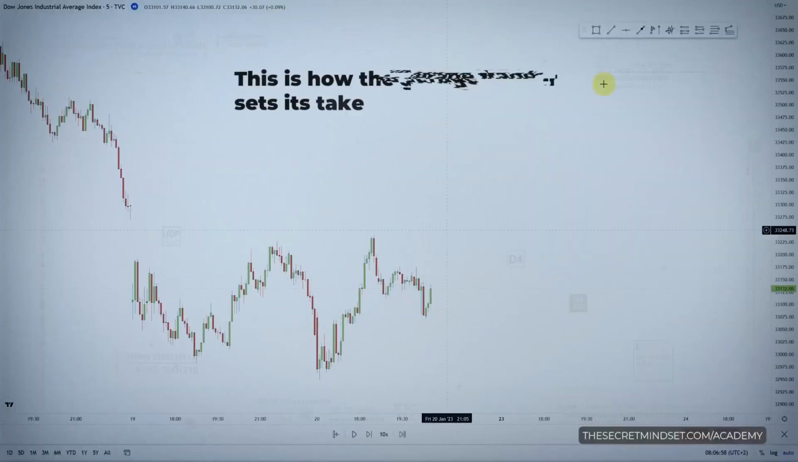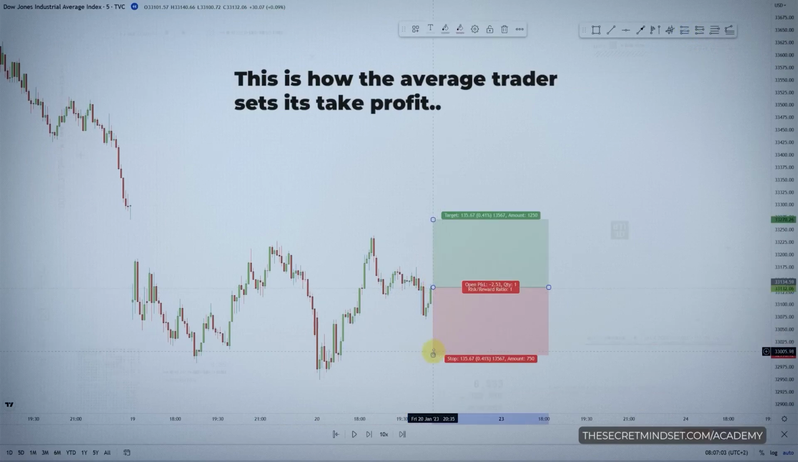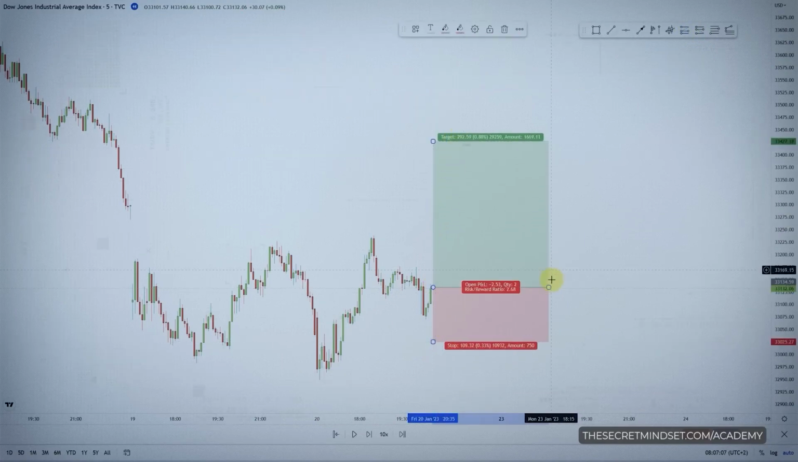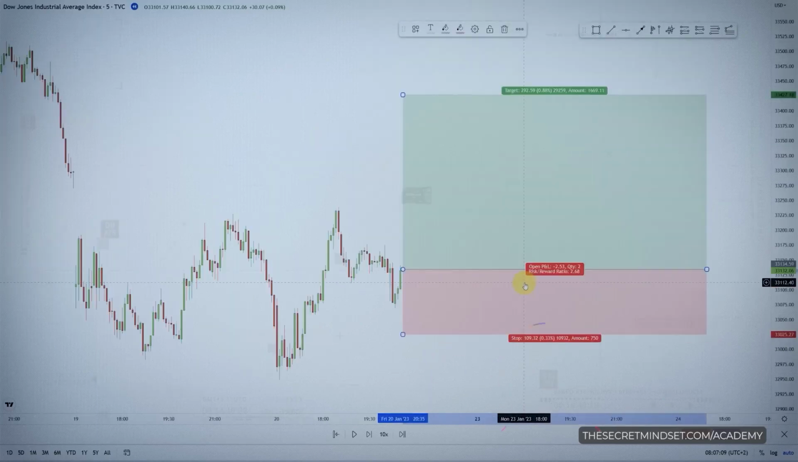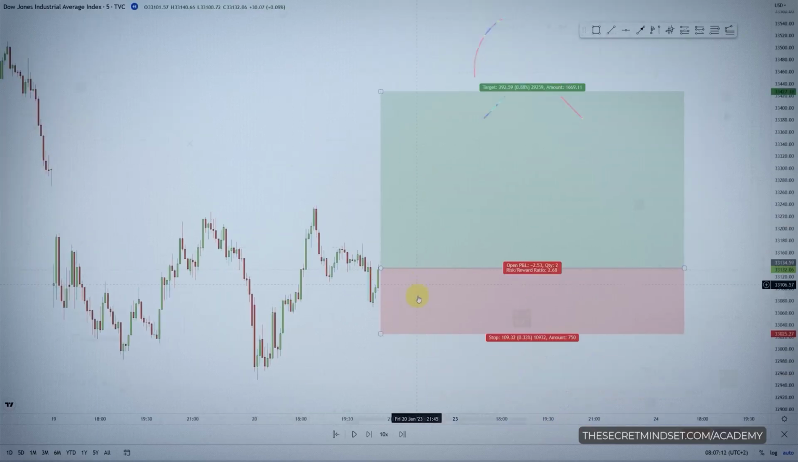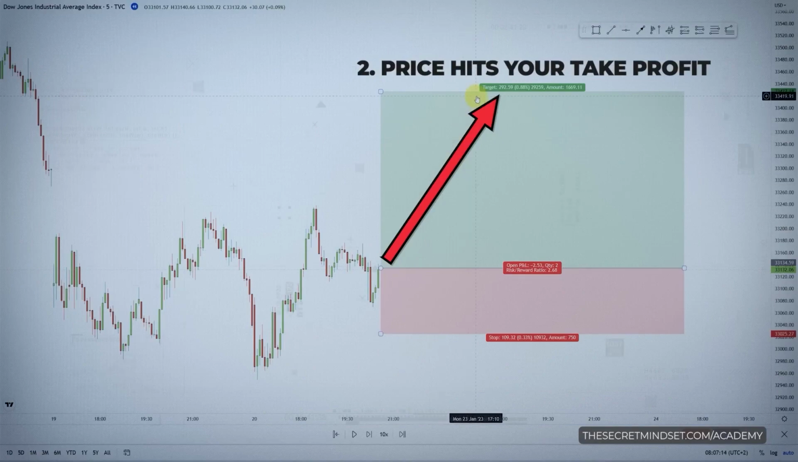Here's the most common scenario. You see a trade setup, you decide it's a good one, and you pull the trigger. Then you place the stop loss, set the take profit, and that's it. Sometimes it hits your stop. Sometimes price goes right to your target.